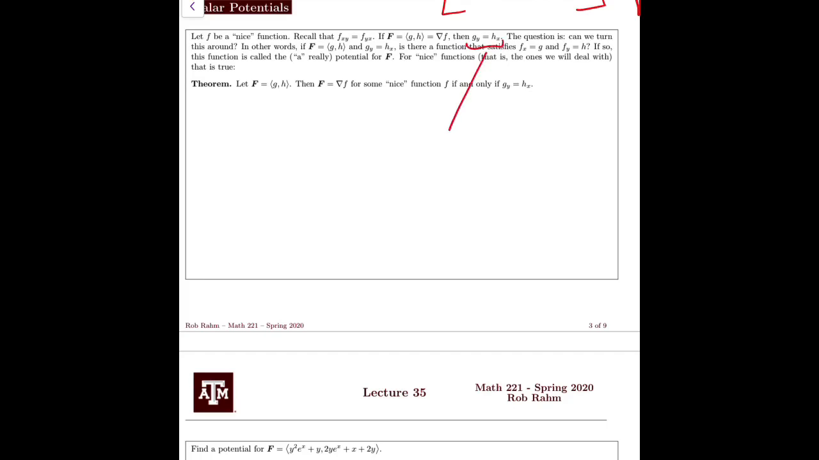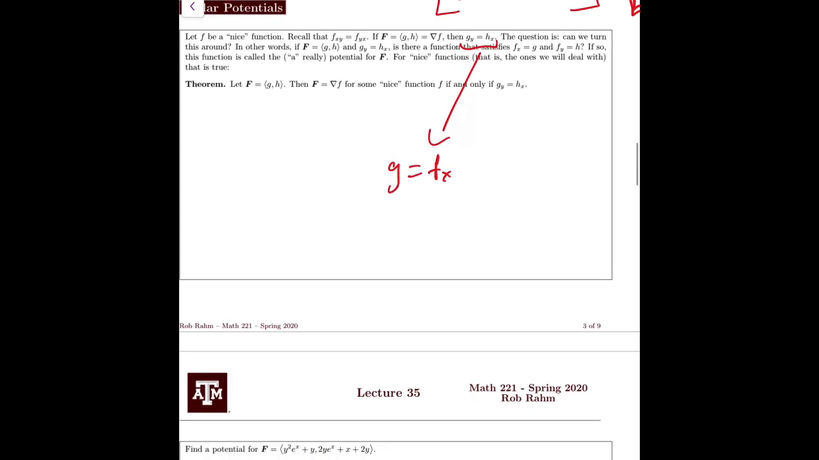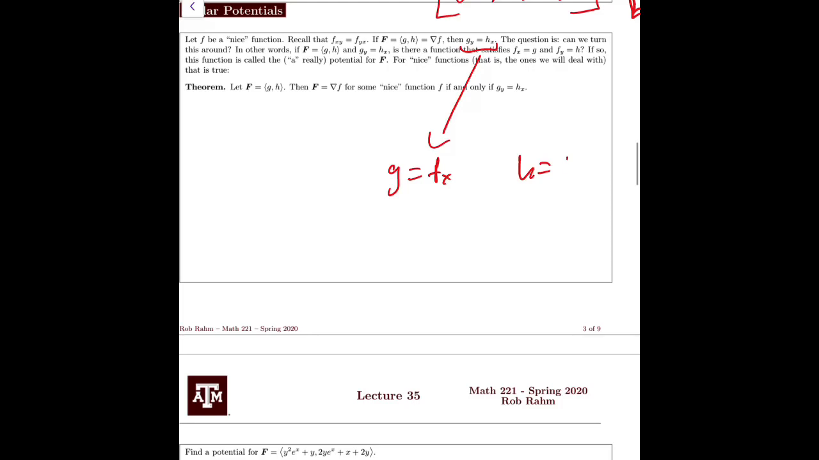And so let me just write this. This is because g is equal to f_x and h is equal to f_y. So g_y is equal to f_xy, and h_x is equal to f_yx. Since these two things are equal, it means that those two things have to be equal.